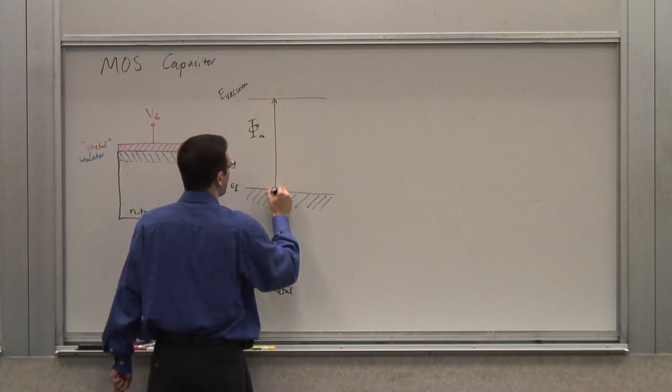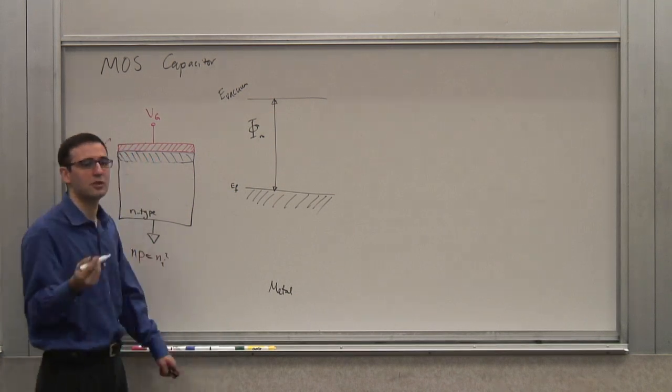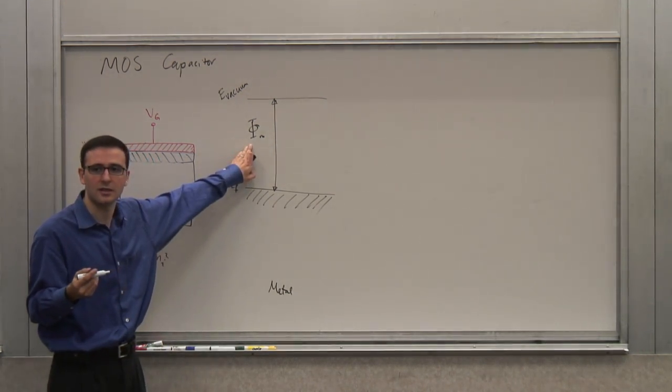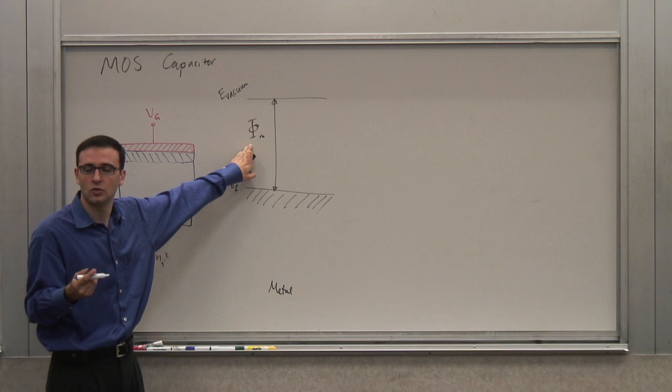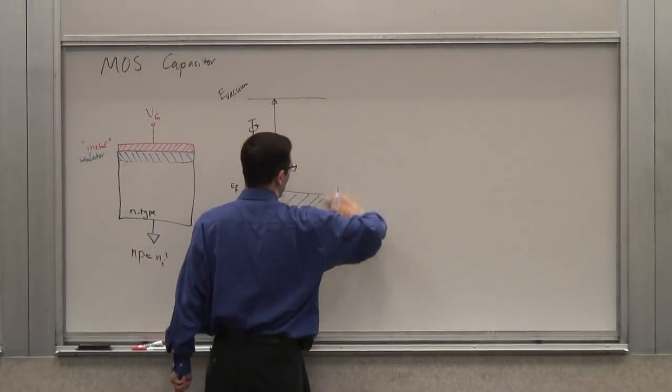So this is the energy you need to apply. For instance, you need a photon with at least this much energy to release an electron, a real free electron outside. So that's what you have on this.